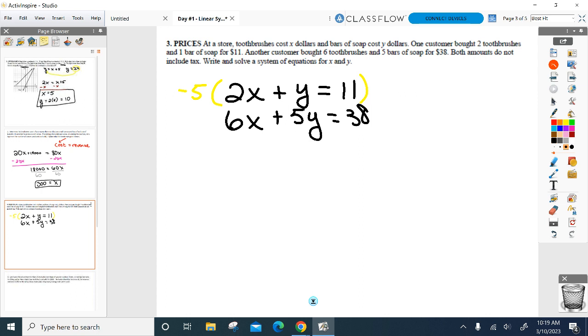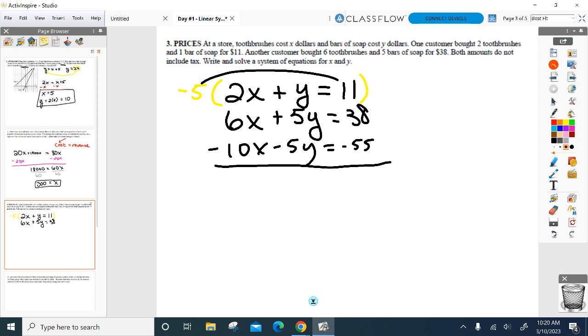One thing I will harp on here, as you distribute the -5 here, please make sure it gets distributed all the way across the equal sign as well. All right, common mistake I see. There we go. So the y's do get eliminated here. So it looks like 6 minus 10. Combine your like terms. -4x equals negative, what do I got there? 17.